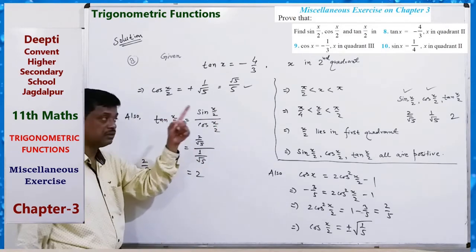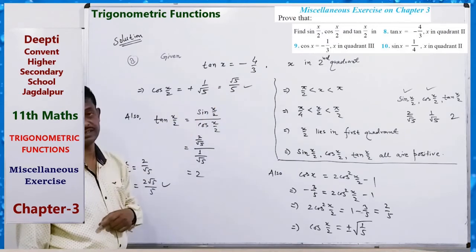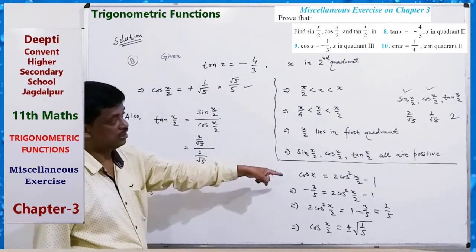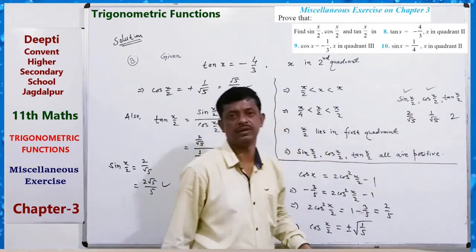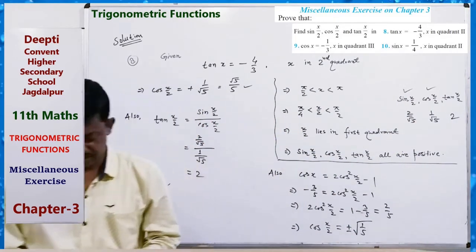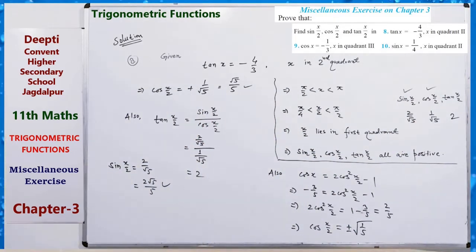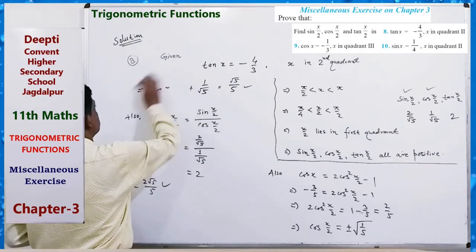Then you use this formula and you can get these two values, and tan x is sin divided by cos. So questions 9 and 10 you can solve.